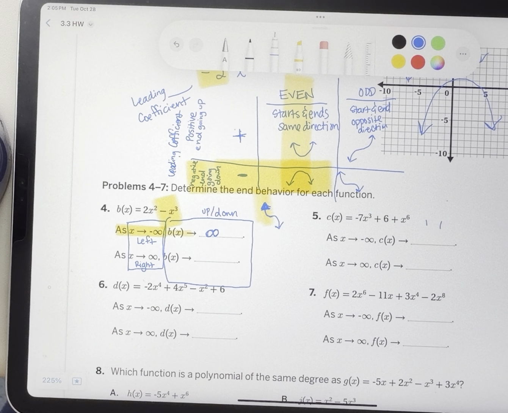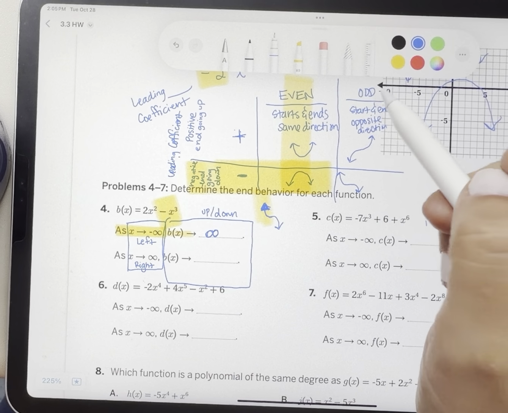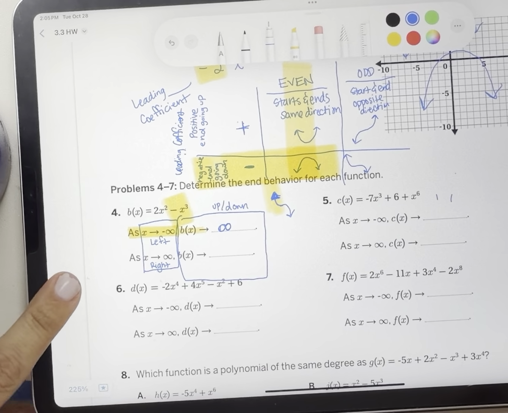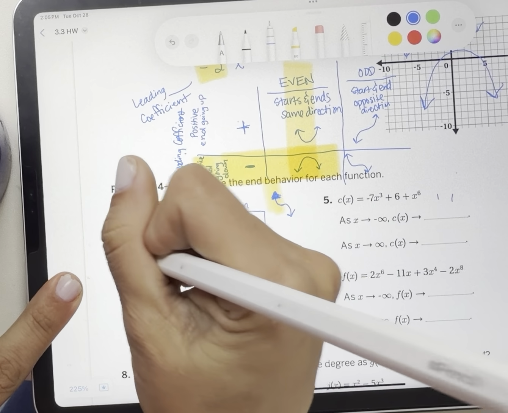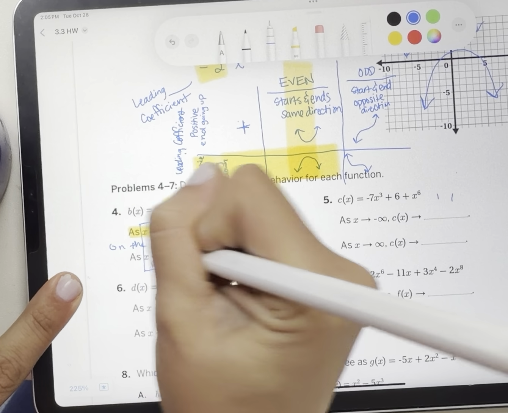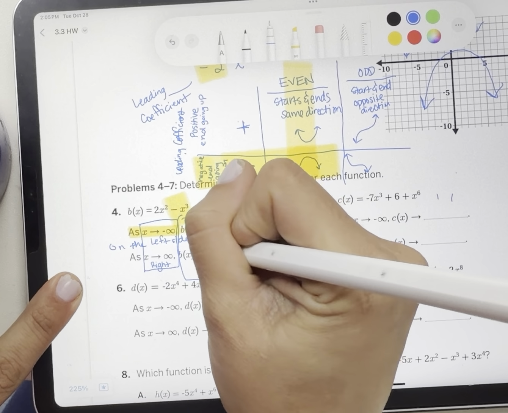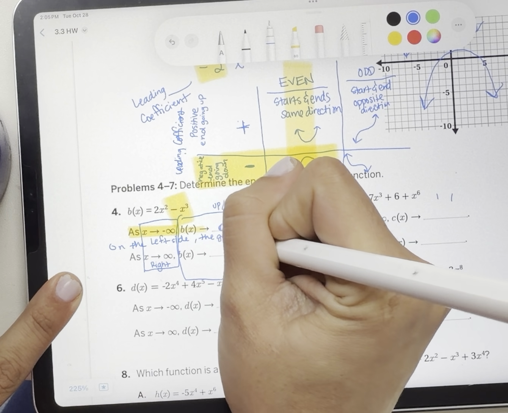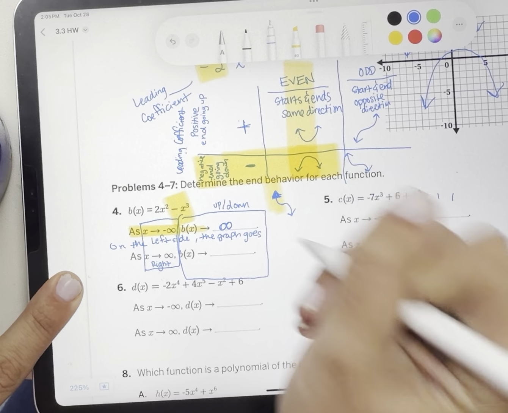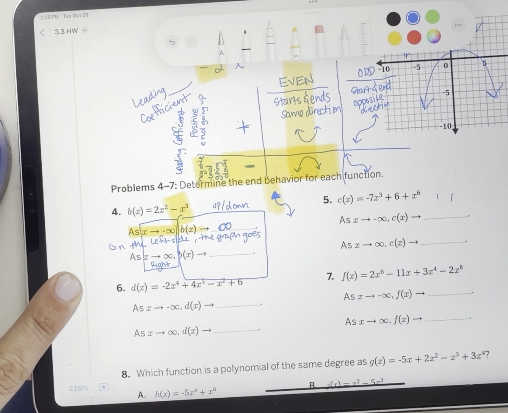So you're gonna say positive infinity because that's what up is. And then it asked, in some cases, can there be positive infinity and then g of x is also positive infinity? Yes. If it's up, they'll both be positive infinities. It all depends. So what you're doing is you're translating their sentence where they're asking on the left side, the graph goes, and then you decide up or down.